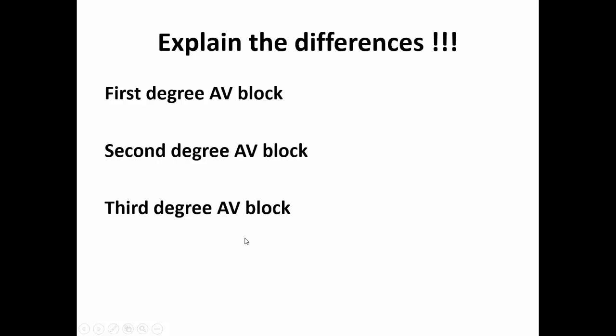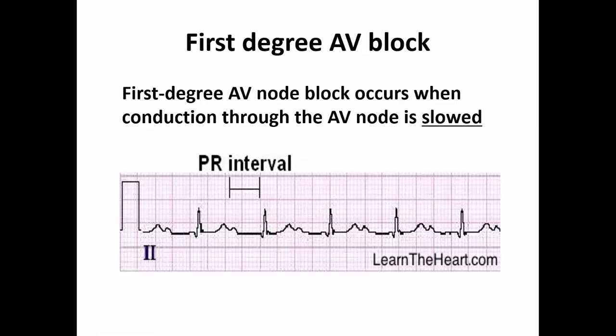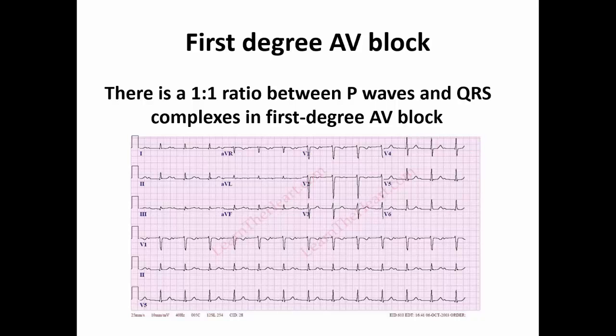When we talk about blocks, we have first degree, second, and third degree block. First degree block just means your PR interval's long. So the conduction through the AV node is much more slowed than it should be. With first degree block, there is still a P wave in front of every QRS complex. It's just the PR is long.